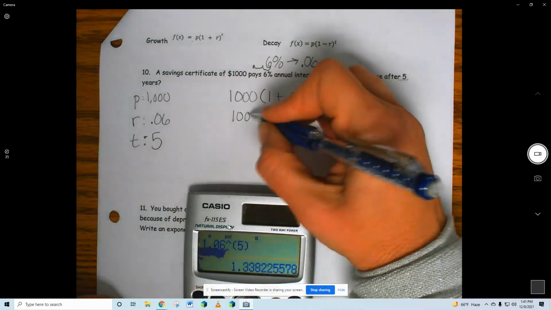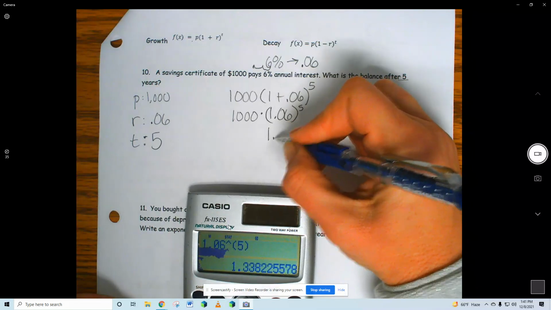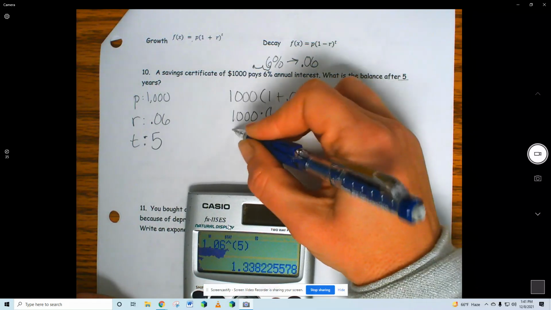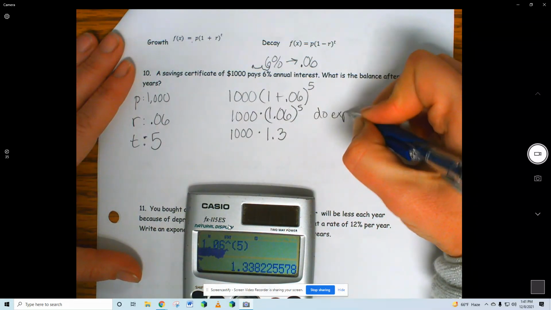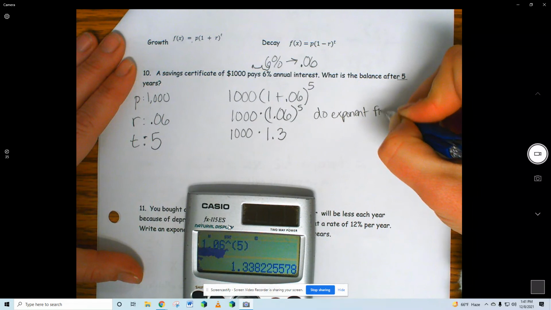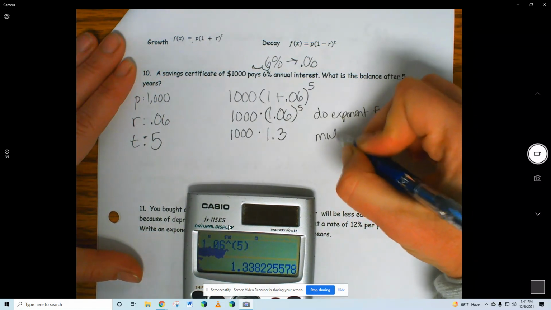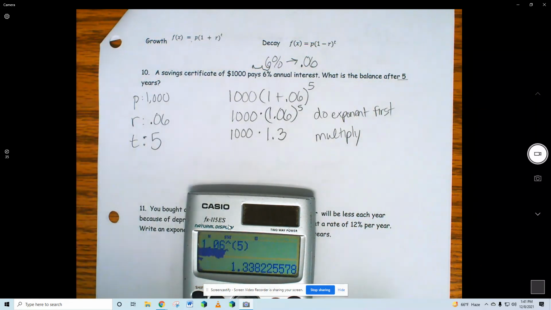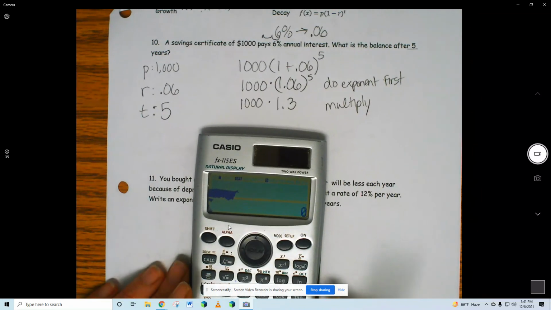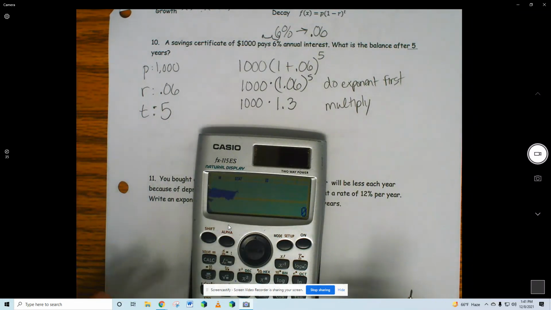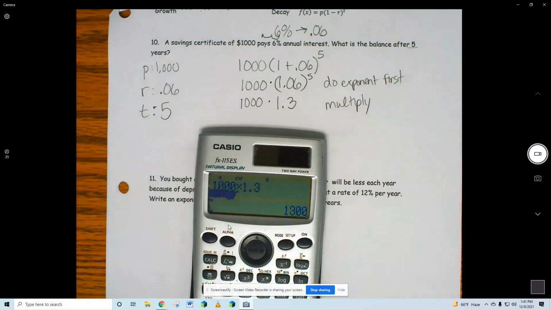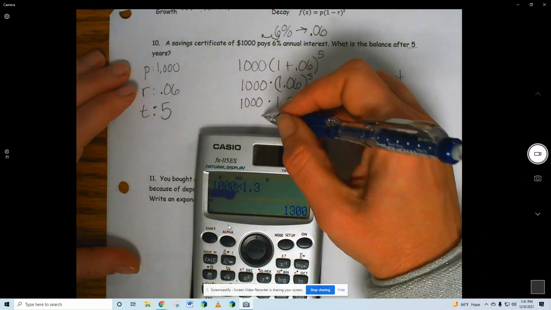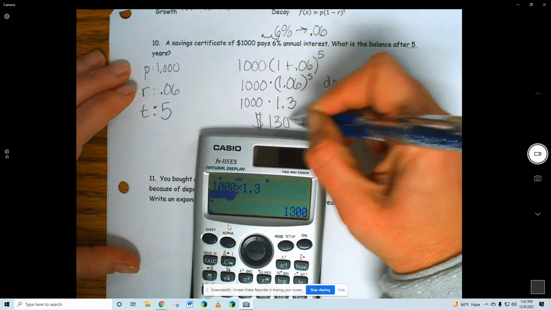So my math problem is 1.3 times 1,000. You have to do the exponent first, order of operations, and then you multiply. So on your GoFormative calculator, 1,000 times 1.3 is $1,300.